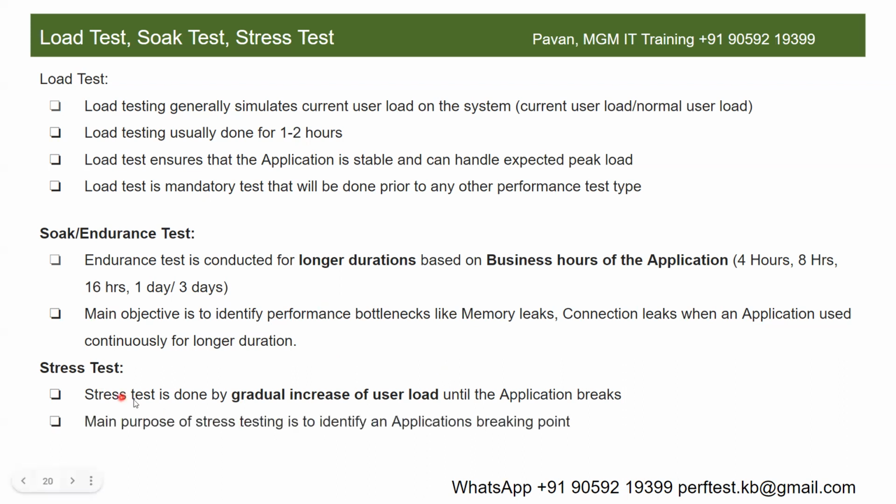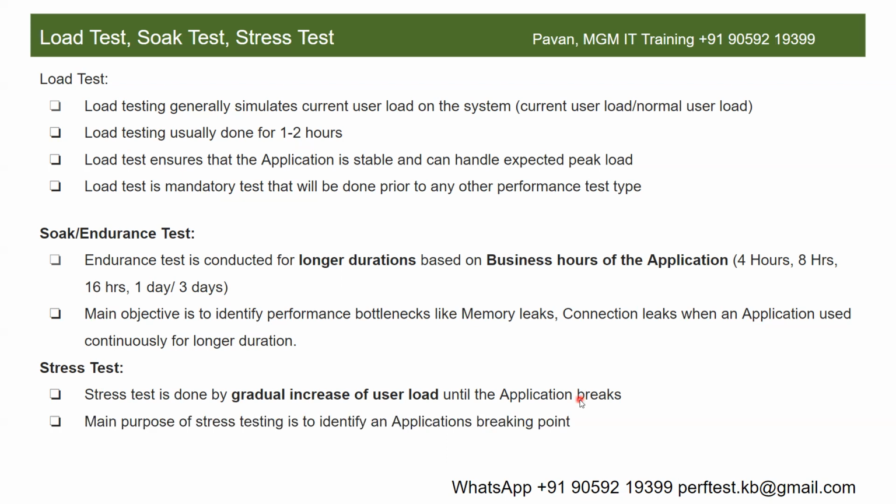The next type of testing is stress test. Stress test is done by gradual increase of user load until the application breaks. We already discussed yesterday, I gave a brief introduction. Basically, stress test is done by increasing the user load gradually until the application breaks. Breaking means the application starts throwing errors.